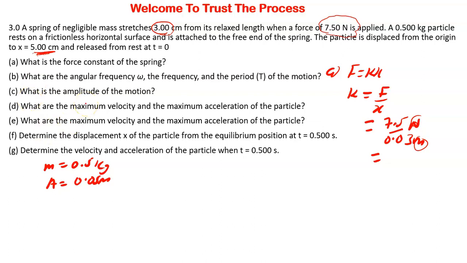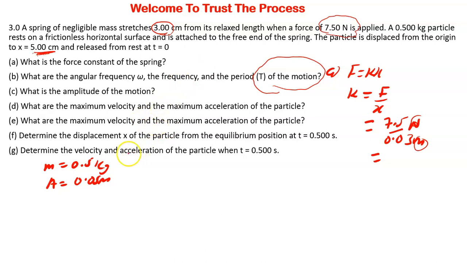Question B is saying, what are the angular frequency, the frequency, and the period T of the motion? They say the motion, but they can't just say the motion if you're dealing with a spring alone. Meaning, they are talking about the motion of the particle. How is the motion of the particle going to be if the spring is the one responsible for its motion?